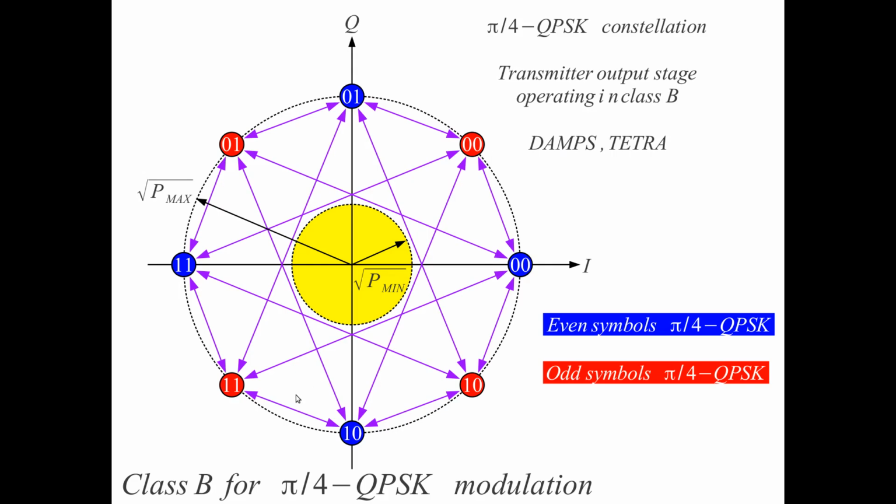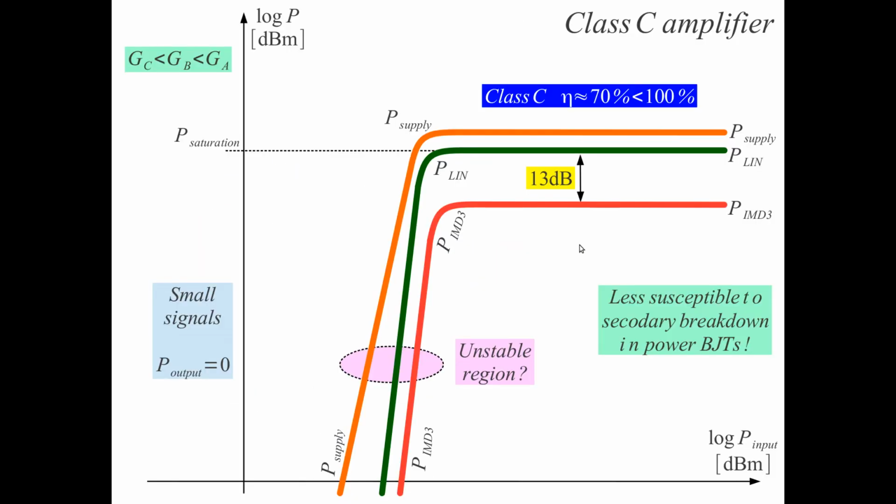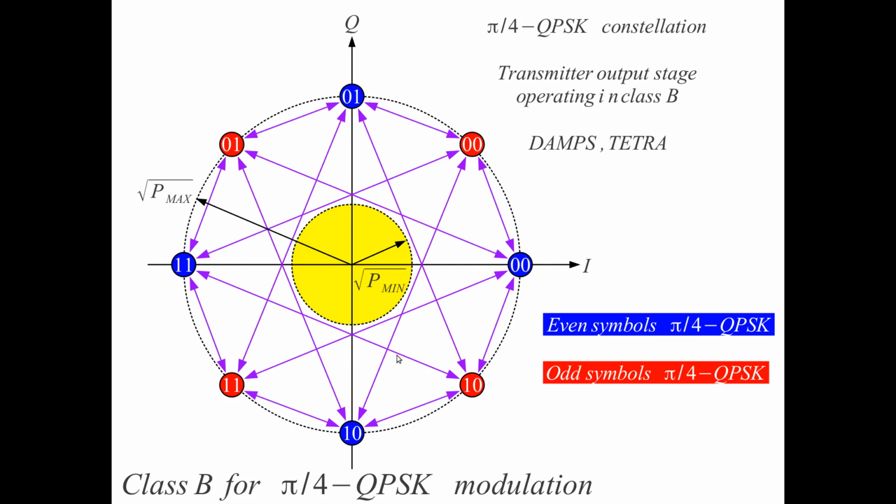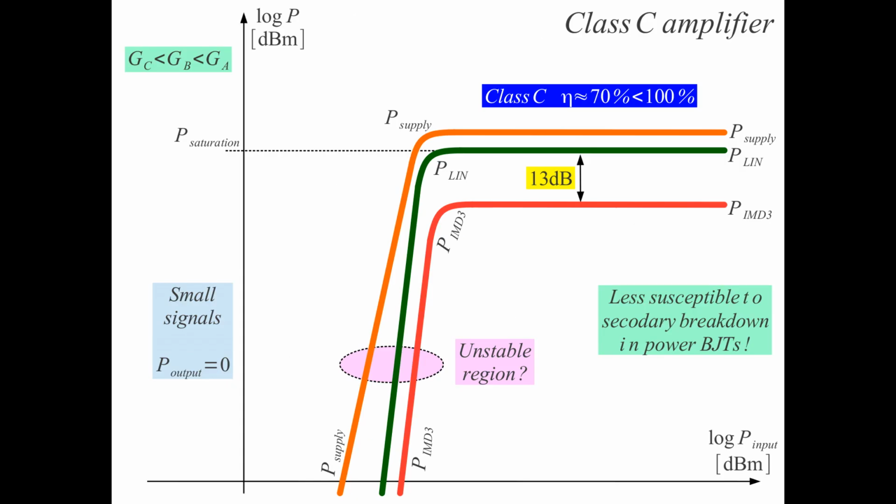We also have other possibilities. We will see other possibilities later on with Class B operation, but this pi/4 QPSK was especially designed for Class B operation. There are other solutions that we can mitigate distortion in a Class B amplifier that we'll see later on. Finally, we have Class C operation.